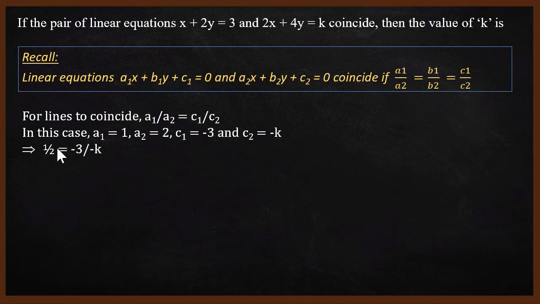The next step is we do a1 by a2. So a1 by a2 is 1 by 2, which is what you've written here. And c1 divided by c2 is minus 3 by minus k. So minus and minus will get cancelled. If you move k to the left-hand side and 2 to the right-hand side, you get k equals 6. So this is how you solve this problem, and you get the value of k.